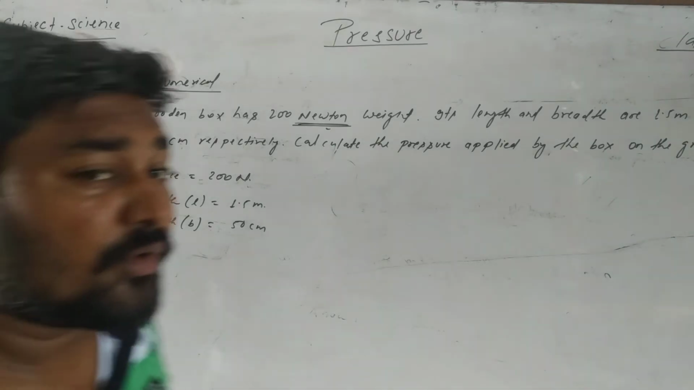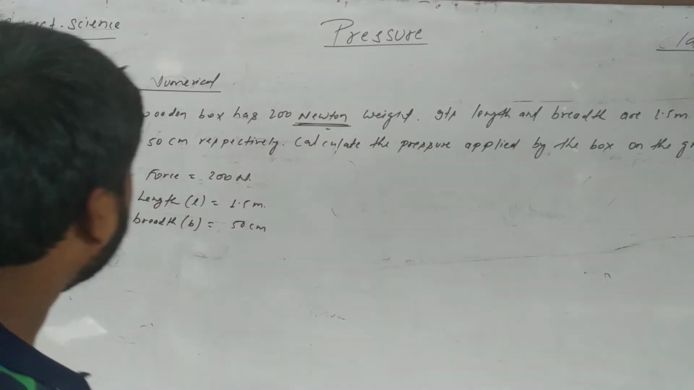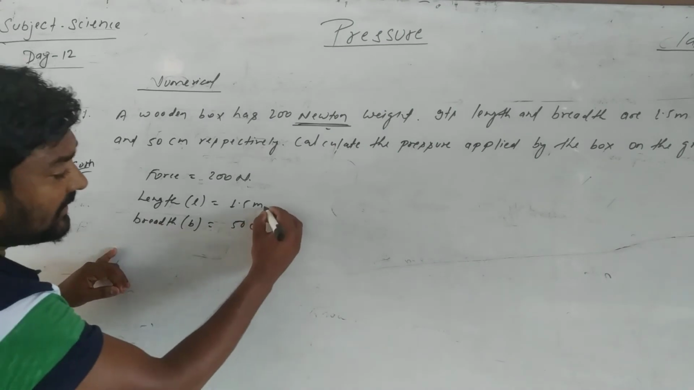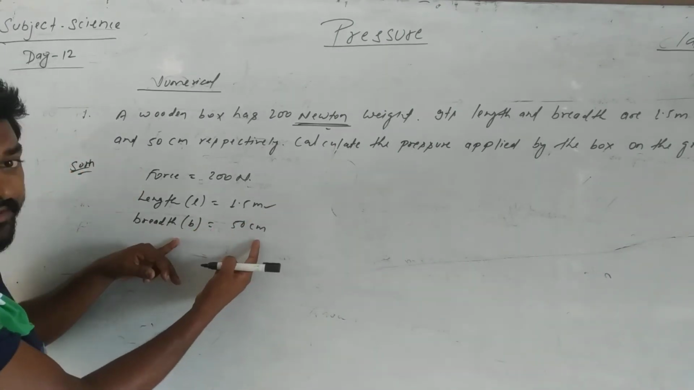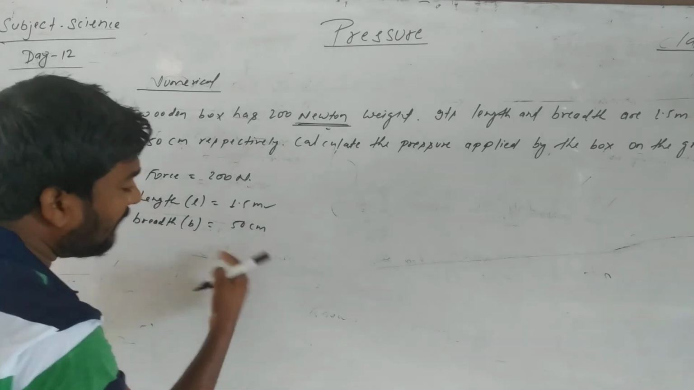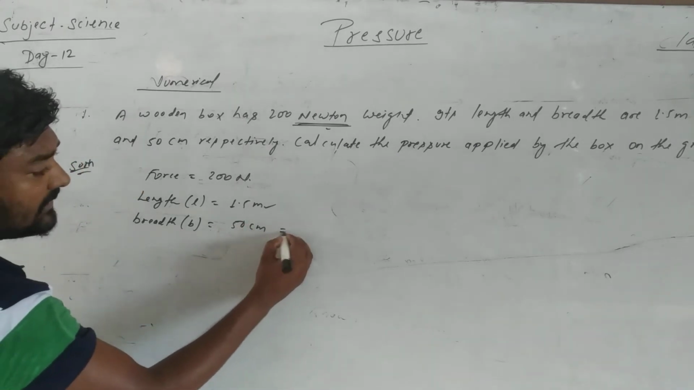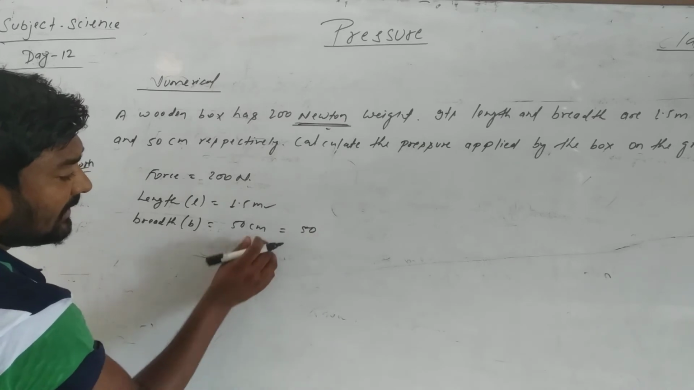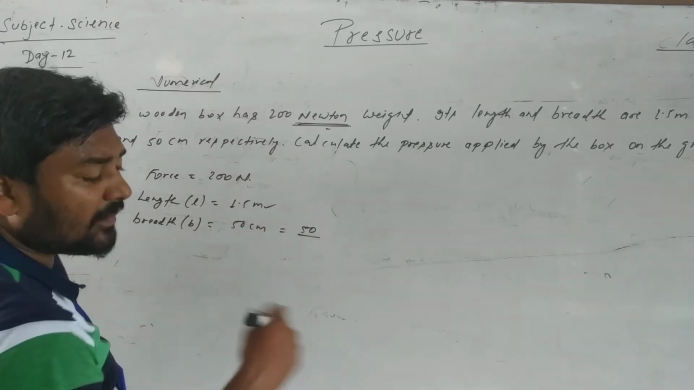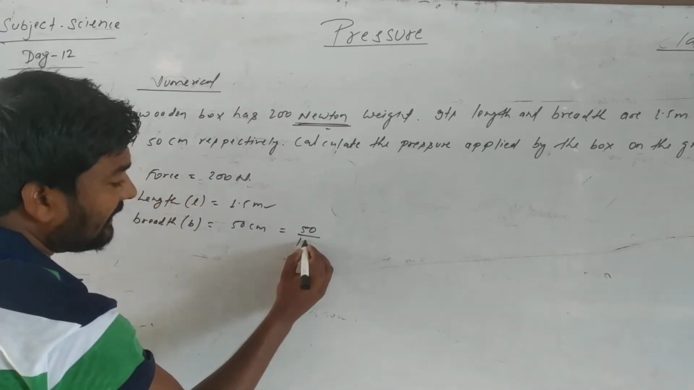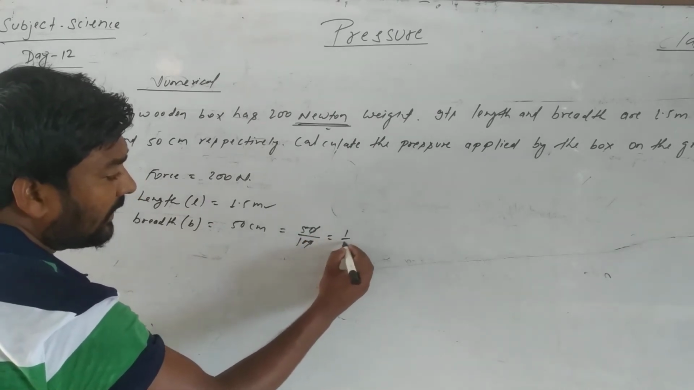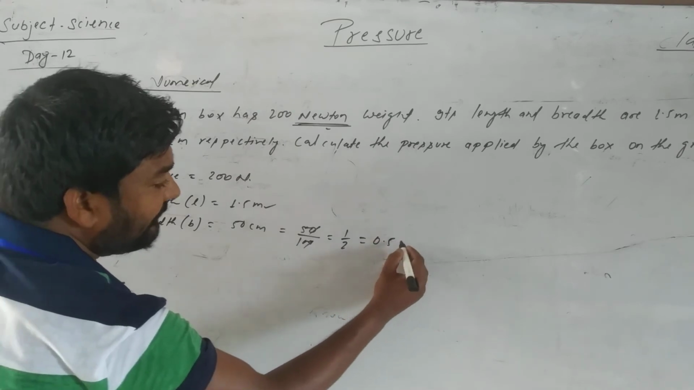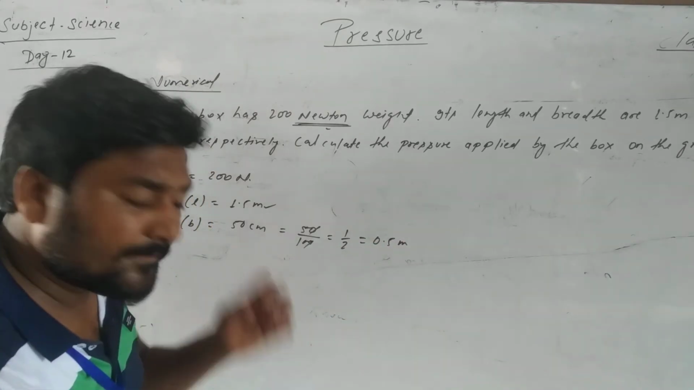So we know that the SI unit of length is meter, and here the breadth is in centimeter. So firstly we have to convert this. How can we convert it into meter? Divide by 100. So the zeros cancel, 1 upon 2, which means 0.5 meter. Any confusion? Good.